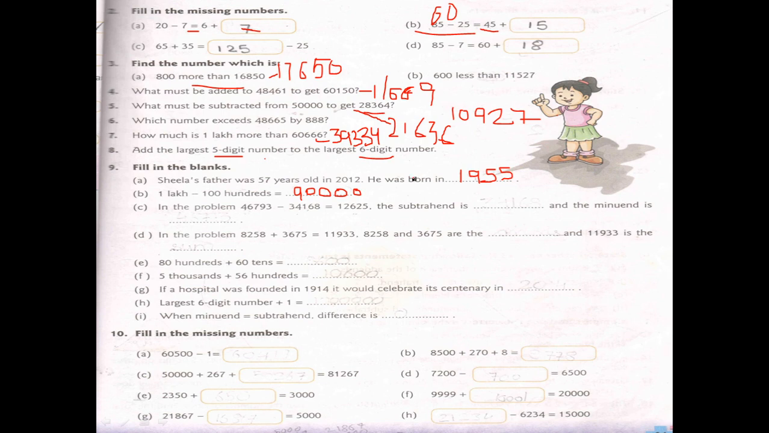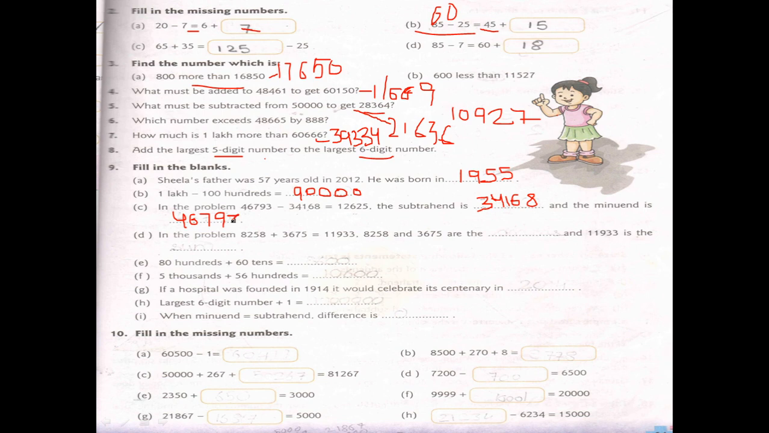So, in the problem C, 46,793 minus 34,168 is equal to 12,625. Which one is the subtrahend? I have told you which one is the subtrahend. That is the smallest one, 3, 4, 1, 6, 8. And the minuend is the larger one. Which one is the larger number here, beta? 4, 6, 7, 9, 3.